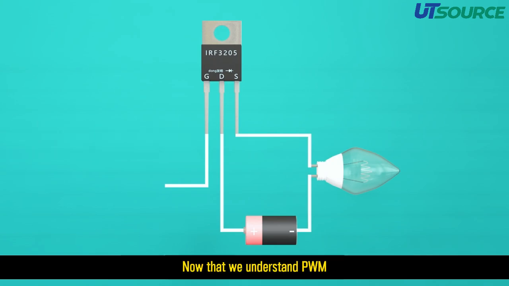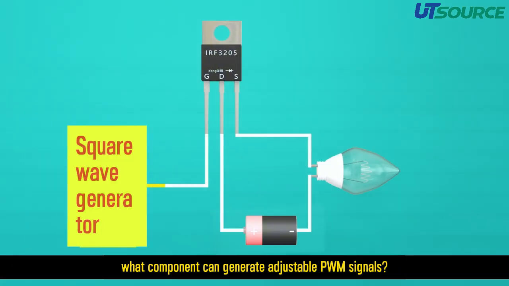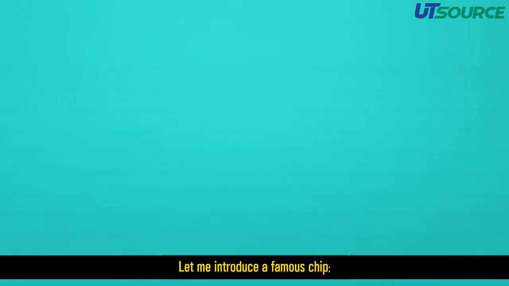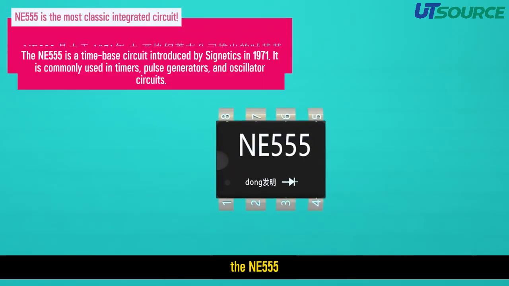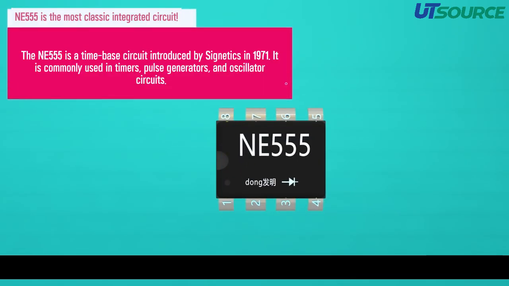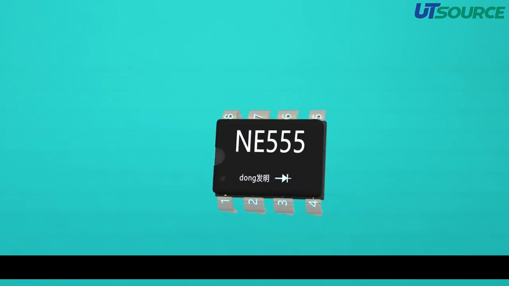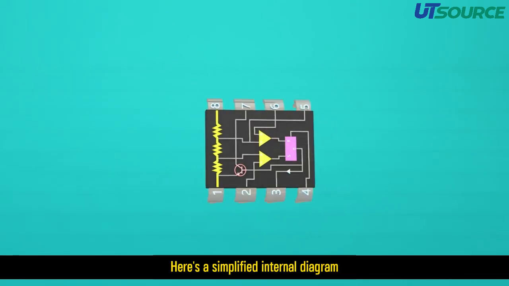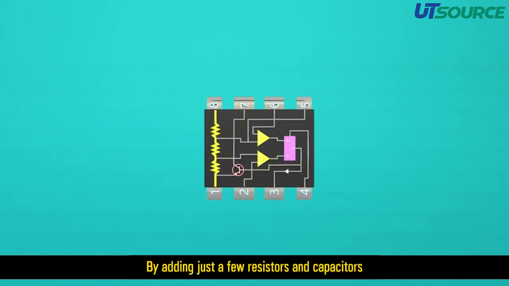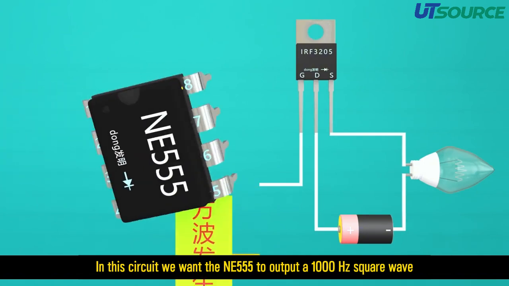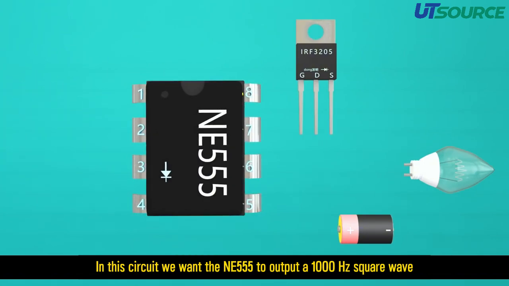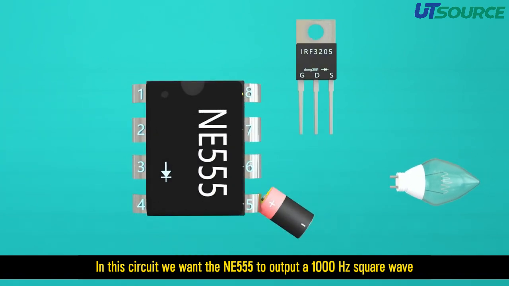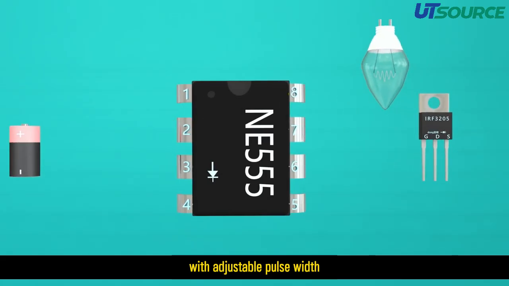Now that we understand PWM, what component can generate adjustable PWM signals? Let me introduce a famous chip, the ME555. Here's a simplified internal diagram. By adding just a few resistors and capacitors, it can output various waveforms. In this circuit we want the MI555 to output a 1000 Hz square wave with adjustable pulse width. Let's build the circuit.